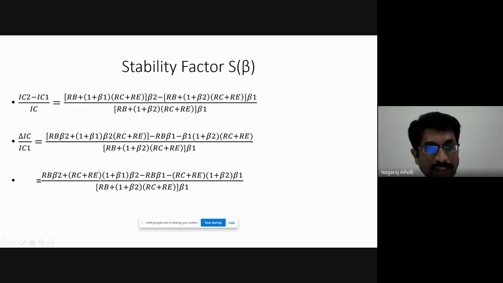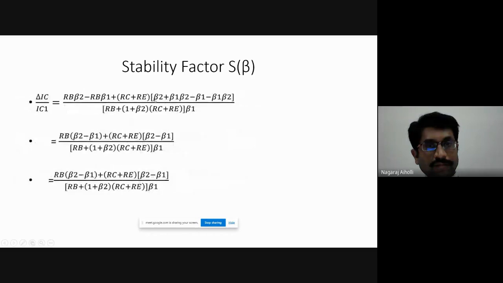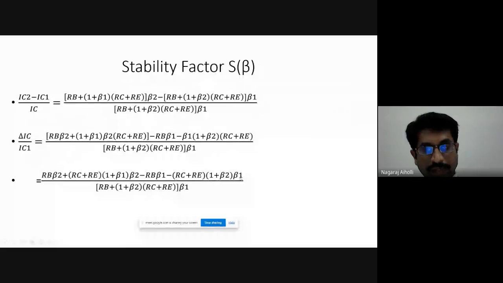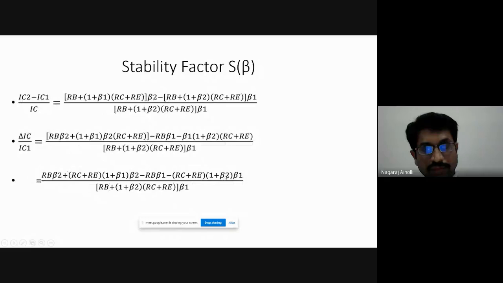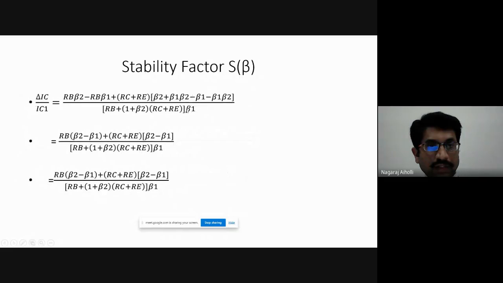This is (RC plus RE) common, take it outside. Inside what we get, (1 plus beta 1) into beta 2 minus (1 plus beta 2) into beta 1. Then I am expanding this (1 plus beta 1) into beta 2 inside term. What we get, beta 2 into 1 is beta 2, plus beta 1 into beta 2 is plus beta 1 beta 2. That is what it is written here. That is (RC plus RE) into (beta 2 plus beta 1 beta 2). Then inside this will be minus beta 1 into (1 plus beta 2). That will come out to minus beta 1 into 1 is minus beta 1, then minus beta 1 into beta 2 is minus beta 1 beta 2. The whole divided by [RB plus (1 plus beta 2) into (RC plus RE)], the whole multiplied by beta 1.